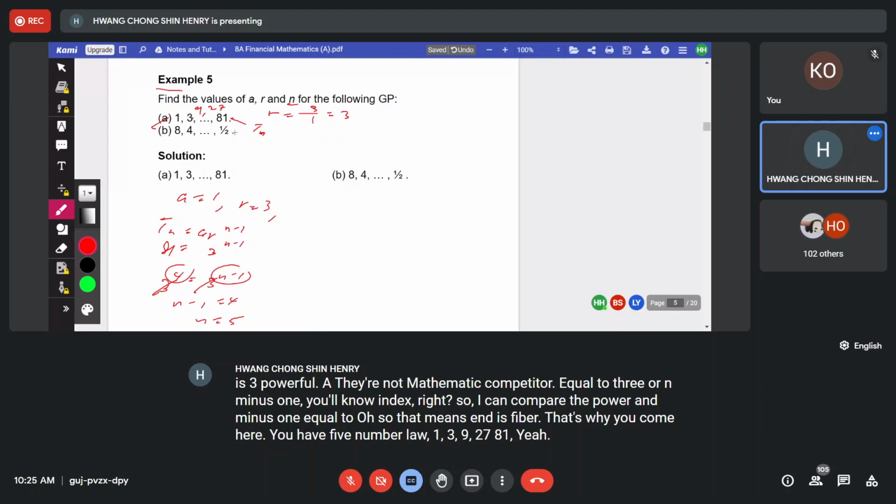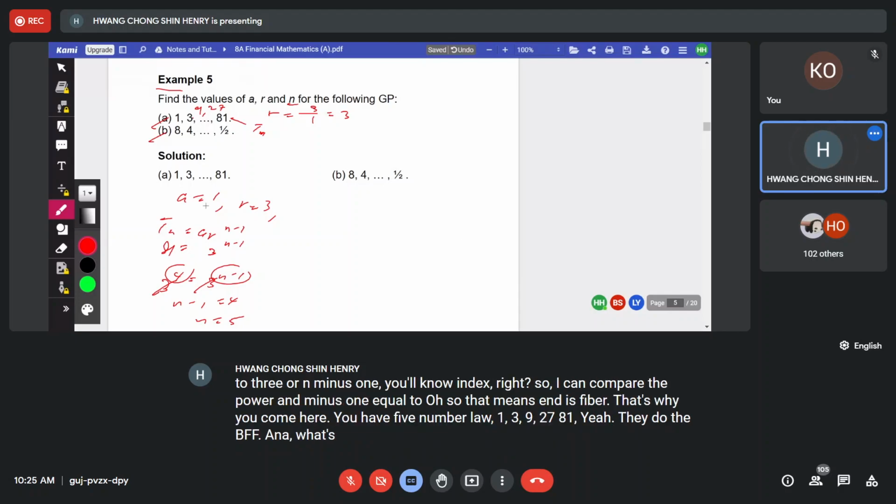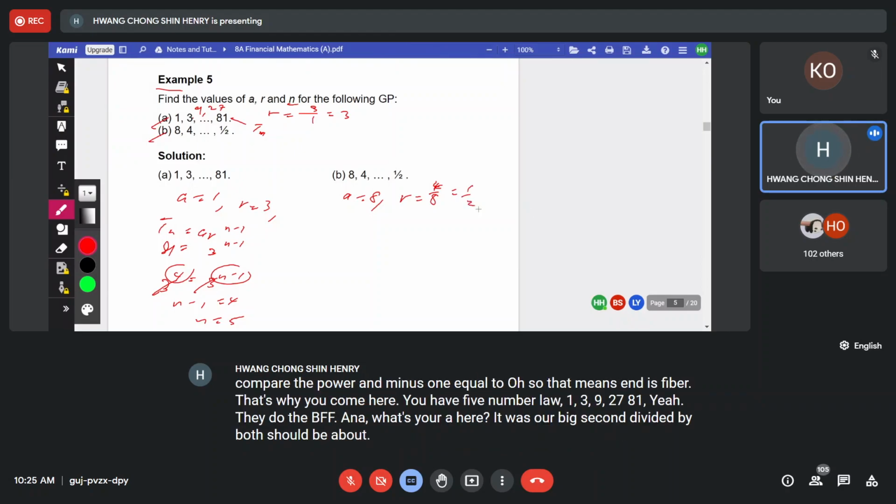Yeah. Can you do the B yourself? What's your A here? 8. What's your R? Take the second divided by the first. Should be 1 over 2. So my last number is half.